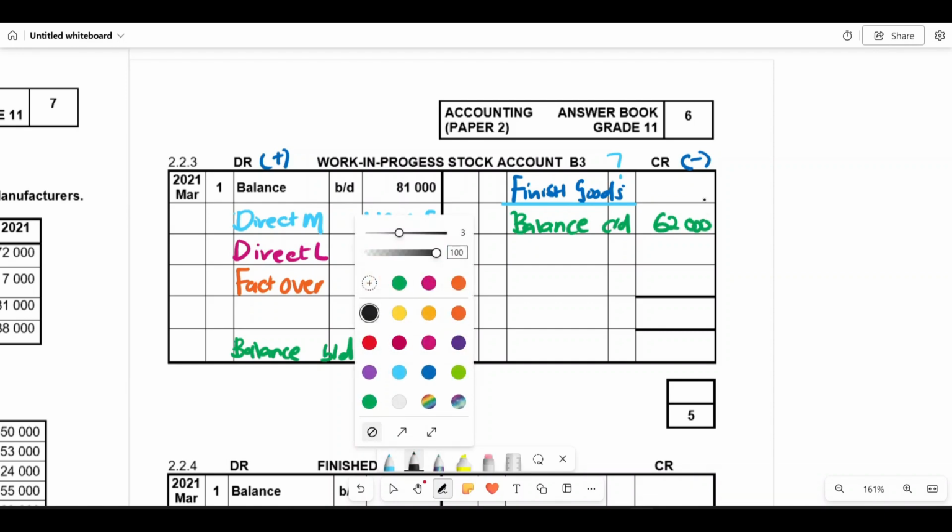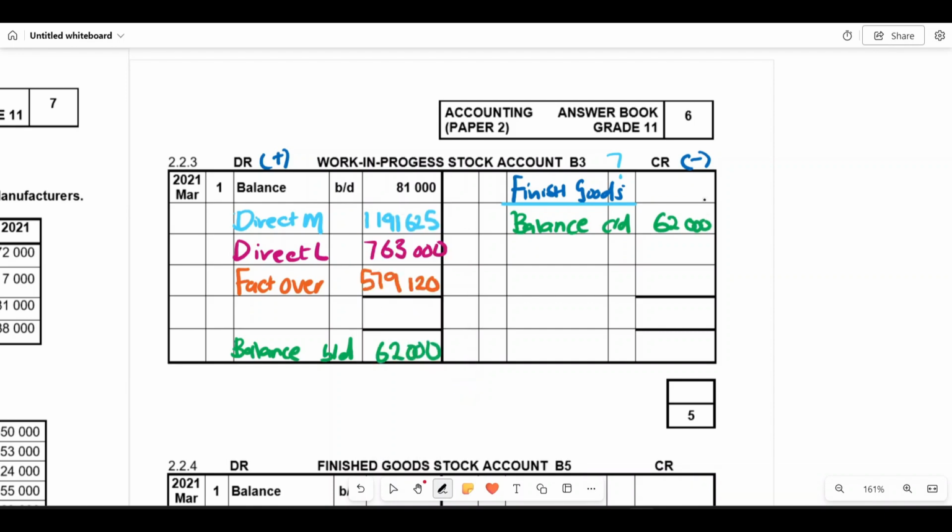Now here I could see that my debit side is obviously greater than my credit side. So I'm going to add all these balances on my debit side: 81,000 plus 1,191,625 plus 763,000 plus 579,120. Adding all these amounts on my debit side, they should equal 2,614,745. So I'm going to write it on both sides.